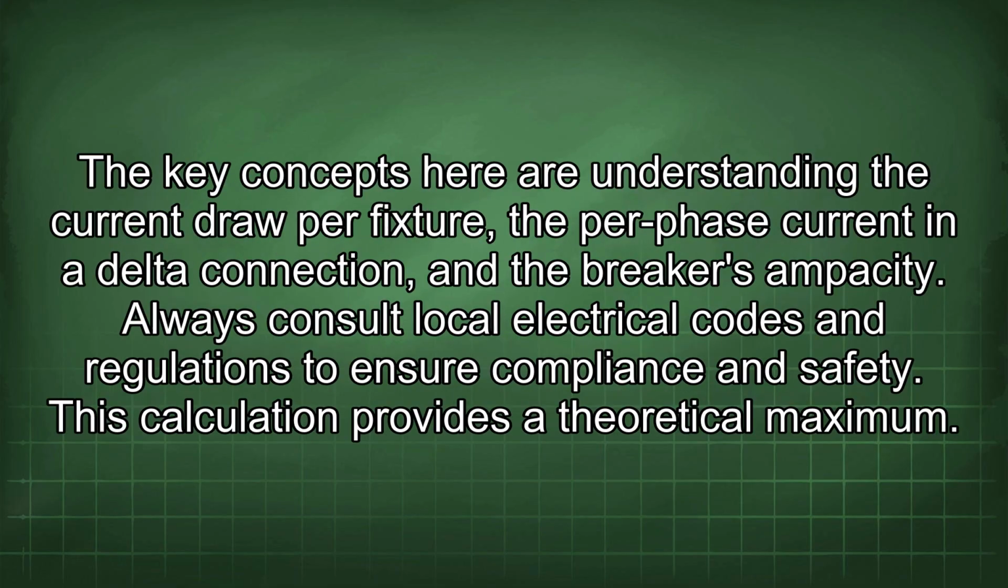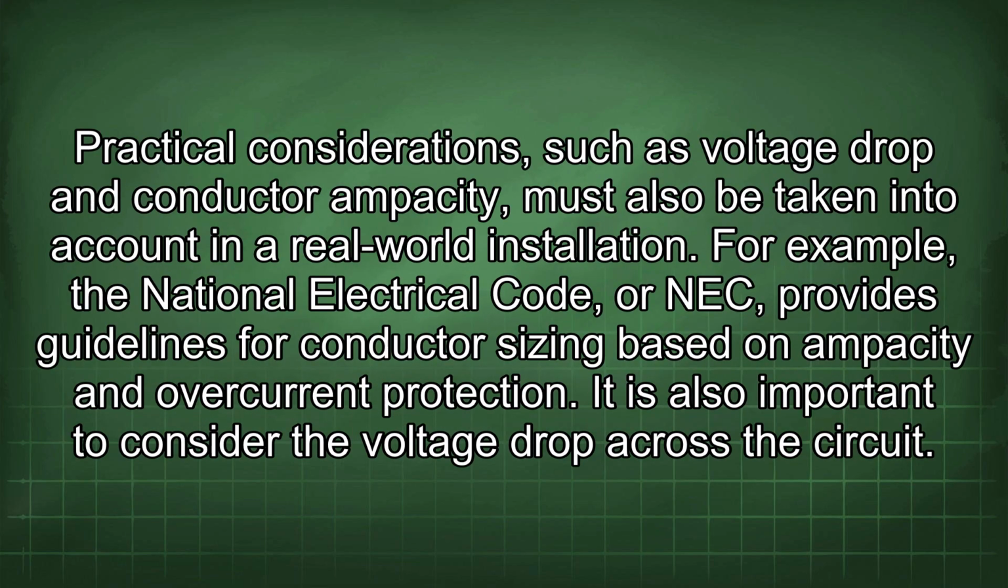The key concepts here are understanding the current draw per fixture, the per phase current in a delta connection, and the breaker's ampacity. Always consult local electrical codes and regulations to ensure compliance and safety. This calculation provides a theoretical maximum. Practical considerations such as voltage drop and conductor ampacity must also be taken into account in a real-world installation. For example, the National Electrical Code, or NEC, provides guidelines for conductor sizing based on ampacity and overcurrent protection.